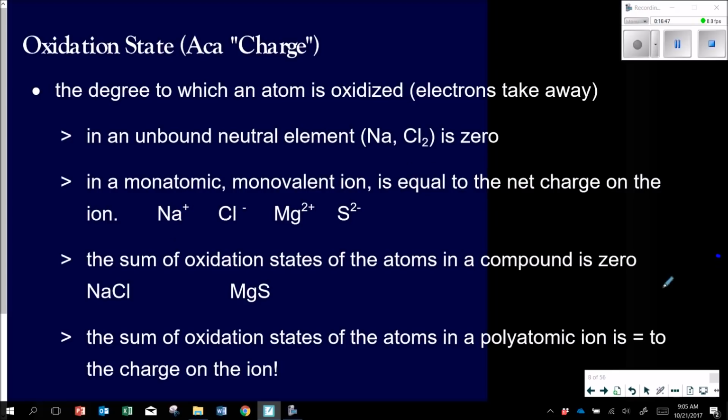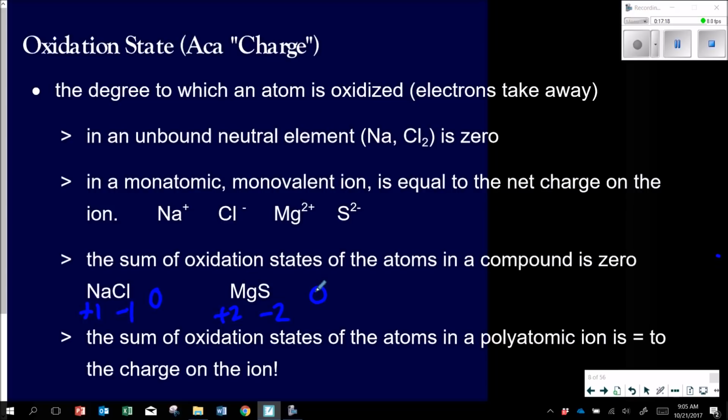The sum of the oxidation states of the atoms in a compound is 0, and that is because compounds are neutral. So for example, in sodium chloride, sodium is +1, chlorine is -1, and that makes it 0 when we add them up. In magnesium sulfide, we have magnesium as +2, sulfur is -2, so the charges balance out, and we also get 0 when we add them up.